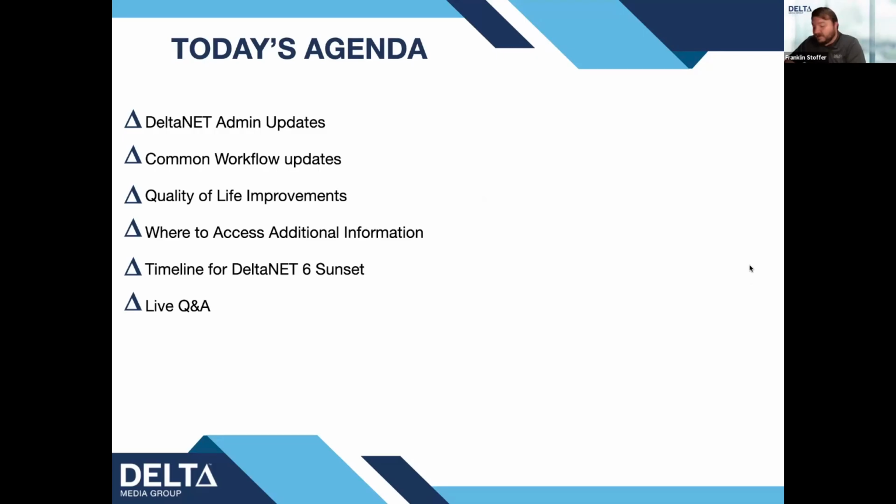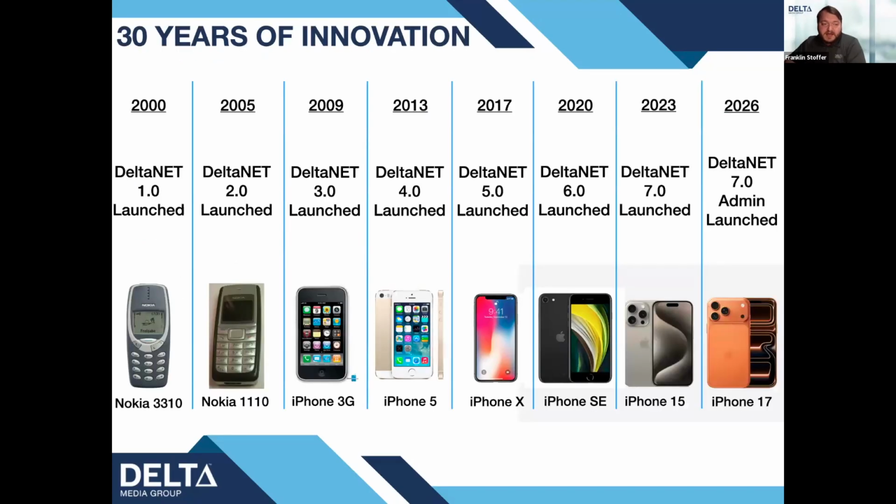So what I'd like to begin with is really just focusing on the speed at which we've been accelerating with product updates. We've been around for a long time here at Delta Media Group, and DeltaNet 1.0 launched in 2000. The last time we had significant updates to the admin side of the platform was in 2013 with the launch of DeltaNet 4.